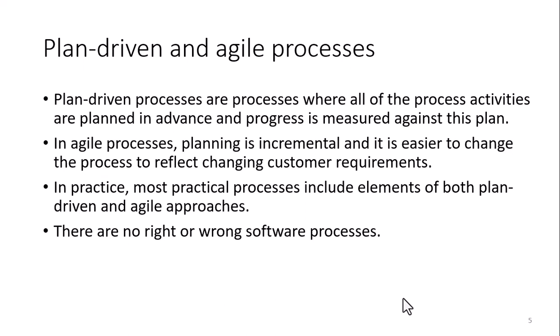The user might not agree with some functionalities, or changes can abruptly be expected throughout the development. So it is not a planned process. In practice, most practical processes include elements of both plan-driven and agile approaches. There are no right or wrong software processes. We cannot say that a particular process model is wrong and this one is correct. This depends on the scenario and circumstances. This depends on the user's demands, and then accordingly we apply the best suitable process model.